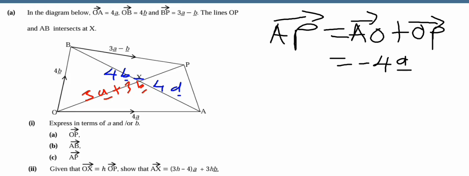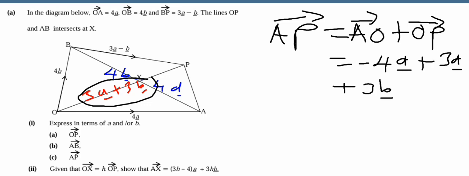Then plus, what is our OP vector? So OP vector is 3A vector plus 3B vector. So the vector from O to P is 3A vector plus 3B vector. Now as we can see here, these two are like terms. So we need to do something here. So we are going to substitute.